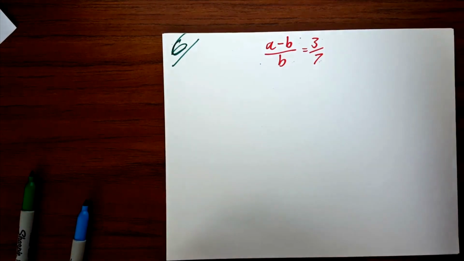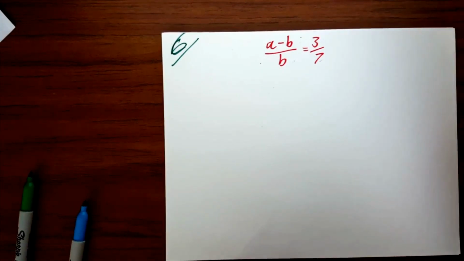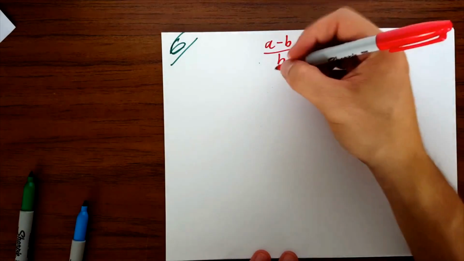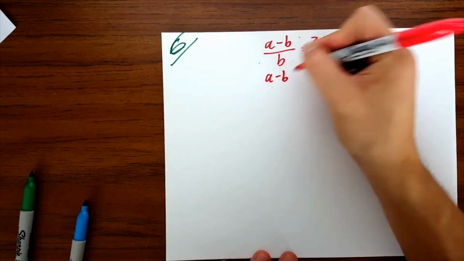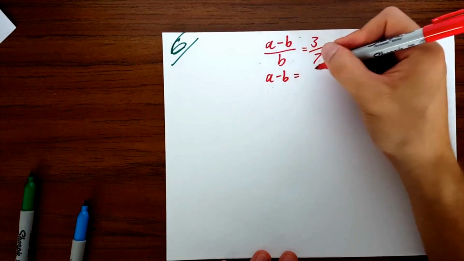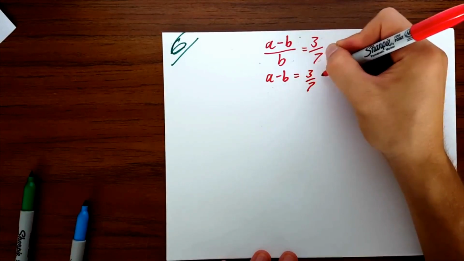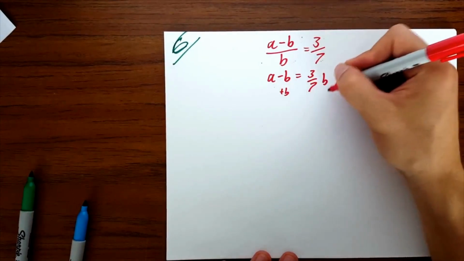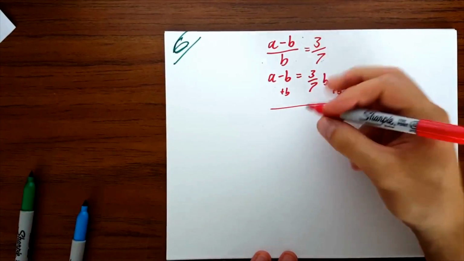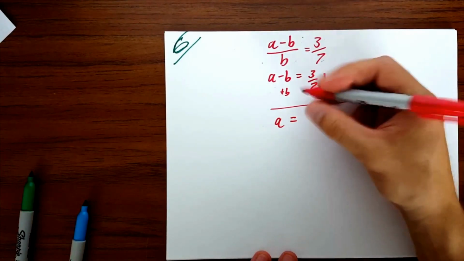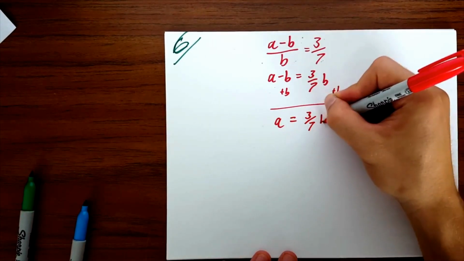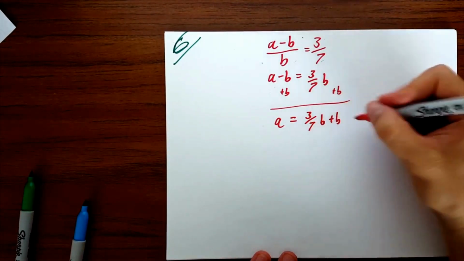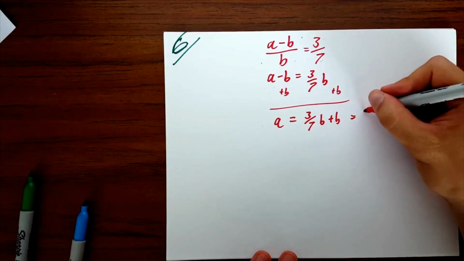Before I list you the options, let me just expand this out. You're going to have a minus b. I'm going to multiply both sides by b, so it's going to be 3/7 b. Now we can add b to both sides, plus b plus b. That's going to be a equals 3/7 b plus b. And we can pull out a b.